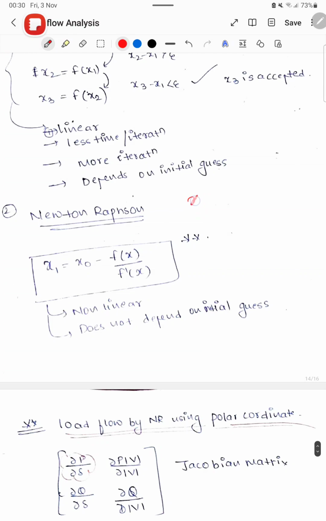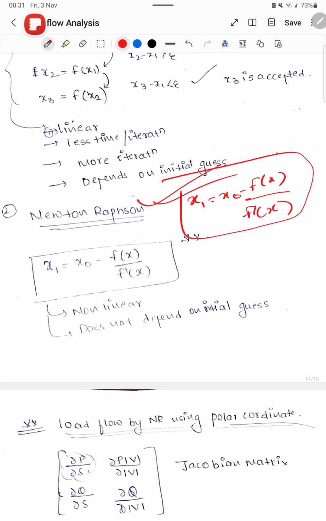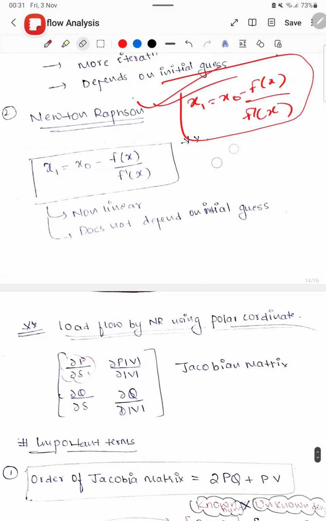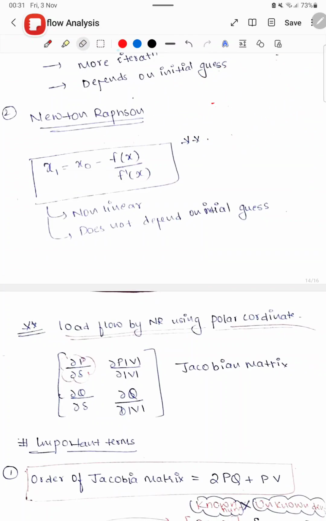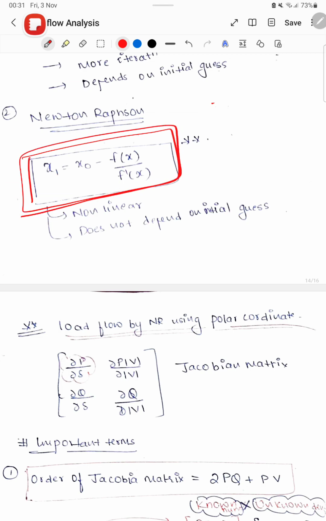Now Newton-Raphson, it is pretty simple. x1 is nothing but x0 minus f of x upon f dash of x. Always it's non-linear, but it does not depend upon the initial value. So we need to take care, these questions are pretty much often asked. x1 is equal to x0 minus f of x upon f dash of x.